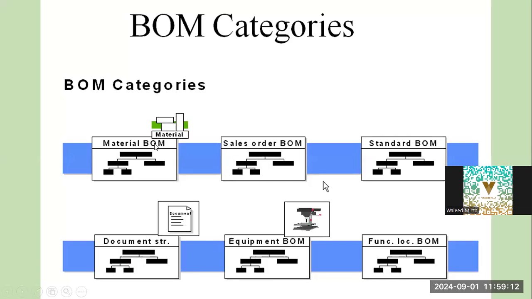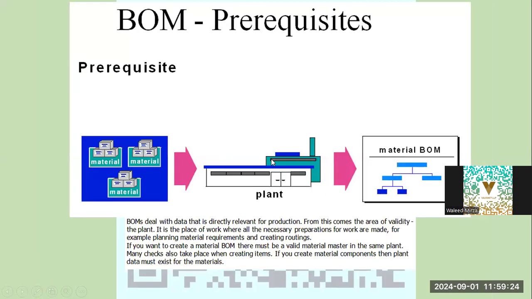So what are the categories in BOM? These are the various categories in BOM: material, sales order, standard, document, strategy, equipment, functional location BOM. The prerequisite for a BOM is that we have material master, plus we should have a plant where it is defined. Then we can make a BOM.